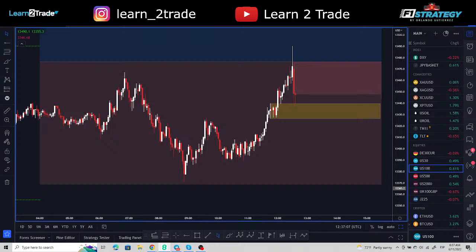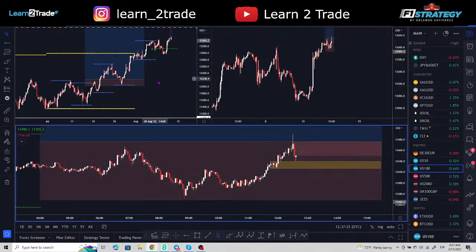Should this demand zone break, it still looks very promising. Equities long from yesterday's rally.